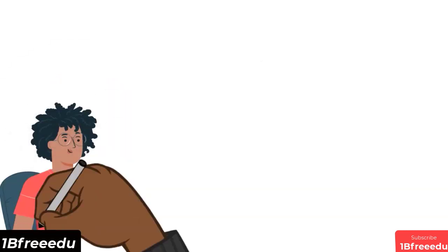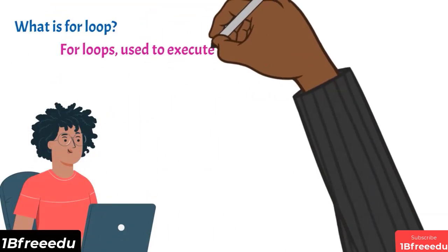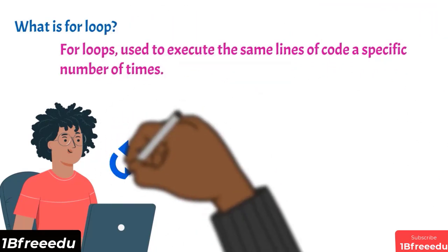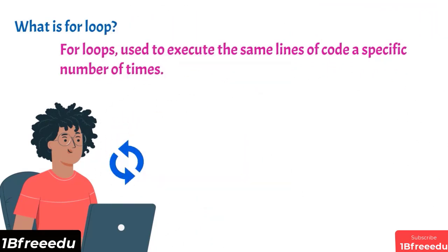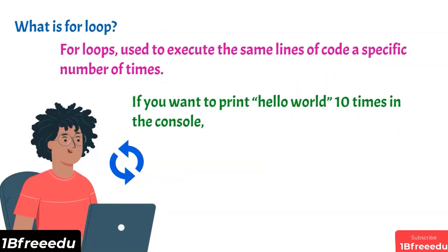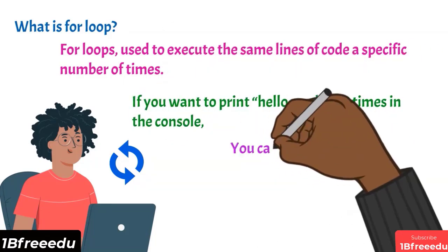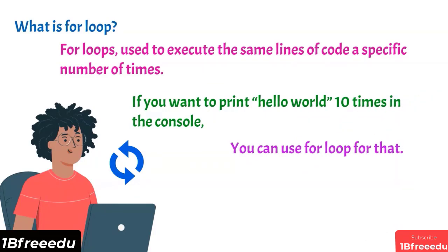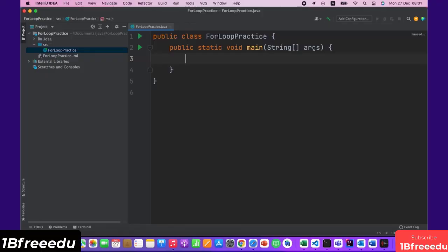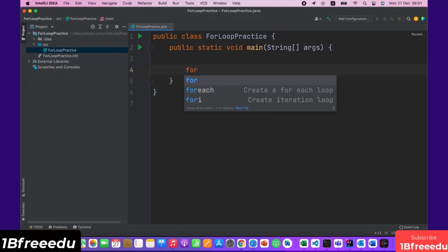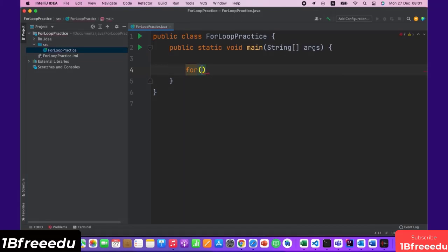For loop. A for loop is used to execute the same lines of code a specific number of times. For example, if you want to print hello world 10 times, you can use a for loop for that. I will show you how to do that. A for loop starts with the for keyword. So I write it. Then add parentheses.